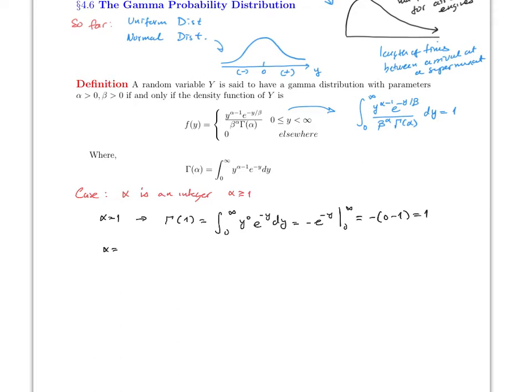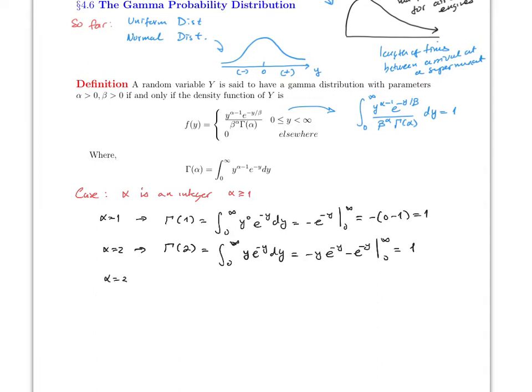Okay. If alpha equals 2, then this will be gamma of 2, which will be the integral from 0 to infinity of y e to the minus y dy. We did this integral before. You did it in calculus 2 multiple times, so you do integration by parts. Using integration by parts, you will end up with minus y e to the minus y and so on. You should check these integrals. Again, this is from calculus 2, and you should check that this equals 1 again.